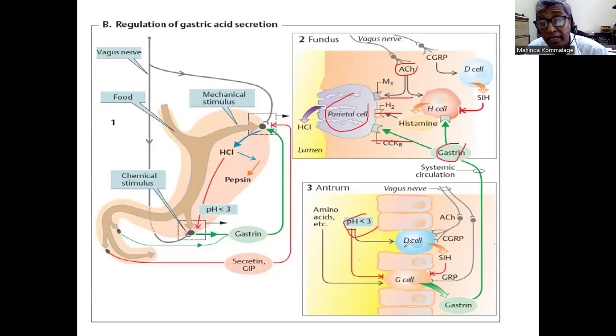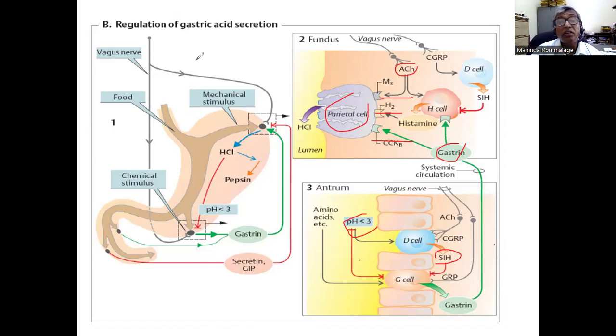Also, low pH will stimulate D cells. D cells produce somatostatin, which will inhibit the G cells. This is an inhibitor, right? So that is how it will act. The vagus nerve, I already mentioned, acts on the G cells through the GRP neurotransmitter and can activate G cells to produce gastrin, right? And the same thing, secretin and GIP hormones coming from the small intestine can inhibit acid secretion and act as an inhibitory factor for gastrin, right?